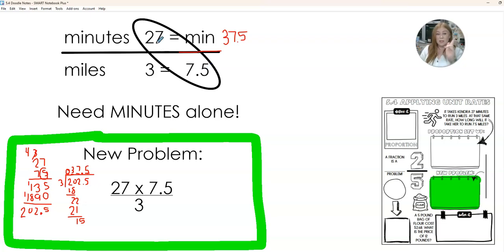So we went from 3 to 7.5. That should get bigger. So from 27 should get bigger if we keep that same proportion, right? She ran farther, so it should take longer. If all of a sudden we have an answer like 17 minutes, that's not going to make sense. If it took her 27 minutes to run 3 miles, it should take longer to run 7.5 miles, which it did, 37.5. So we set up our problem. We look for the numbers across from each other to multiply. Because it was divide, but we've got to move it. And we have to do the opposite when we move it. So we multiply and then divide by the other number.